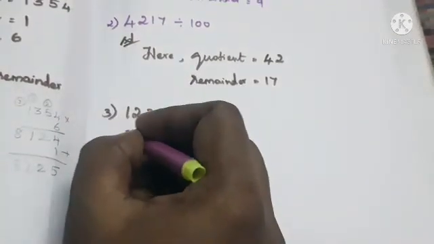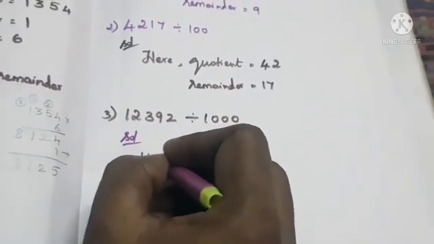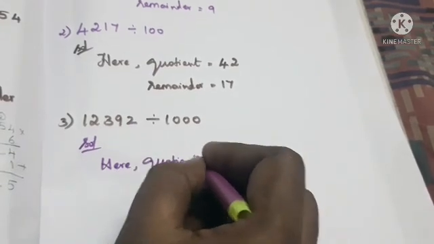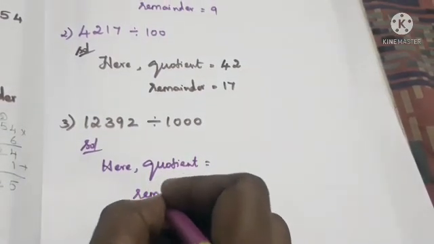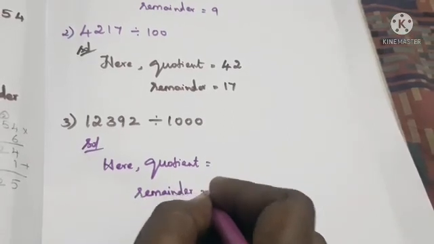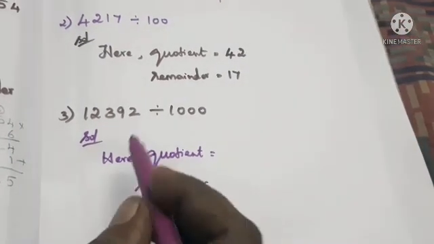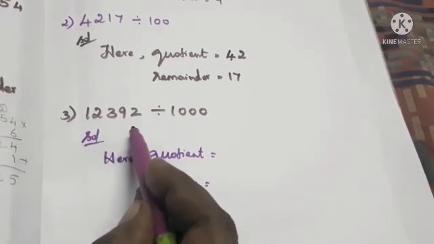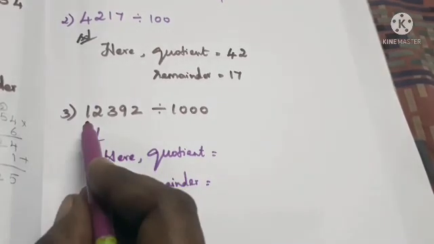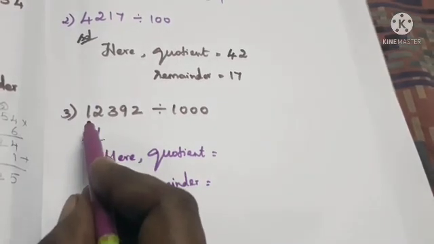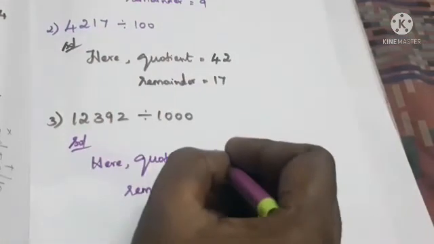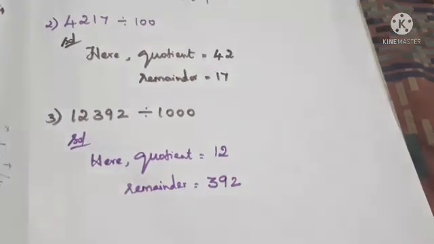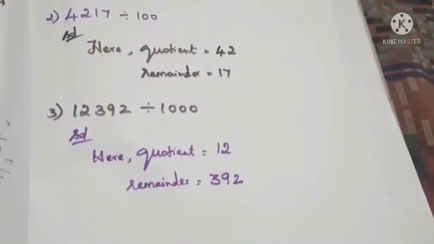We can write the answer for this question. Solution: quotient is equal to, remainder is equal to. Here 3 zeros means 392 is the remainder value, and how many digits remain? 2 digits. What are the 2 digits? 1 and 2, so 12. Quotient is 12 and the remainder is 392.